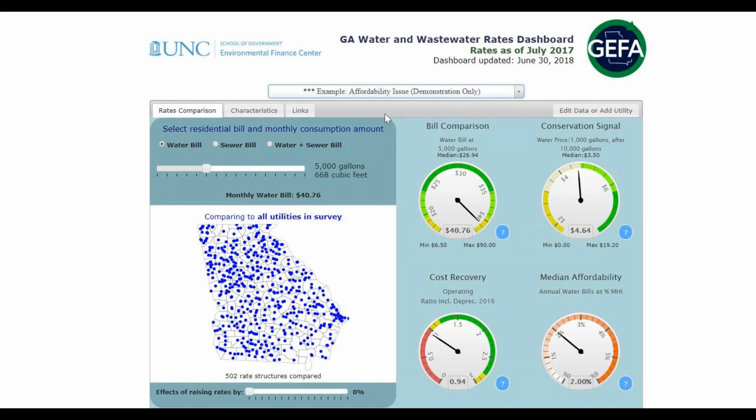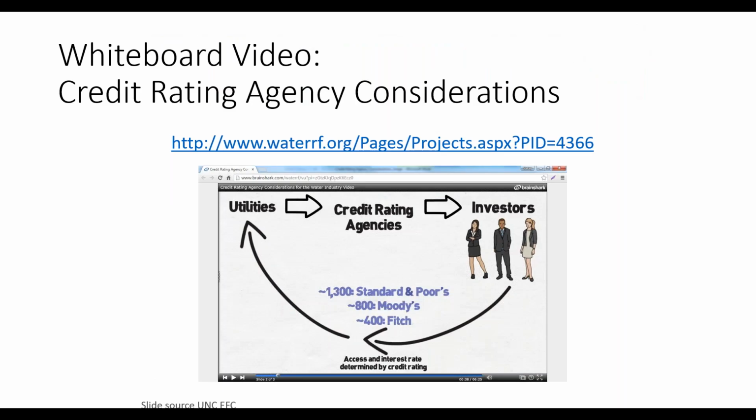Now, if you're not in Georgia, there's good news. There are at least a dozen other states that have dashboards similar to this. So you can go to the website and see if your state, where your utility is, is one of them. It's a quick, easy way to get some benchmarks to see how your utility is doing over time or compared to others, at least in the state. This is one example. Another accessible resource on how to measure and intelligently compare utility metrics and performance is this short video that was funded by the Water Research Foundation. That link will take you to it.